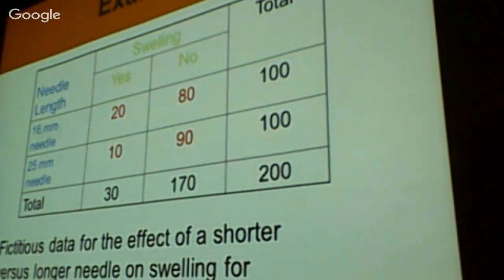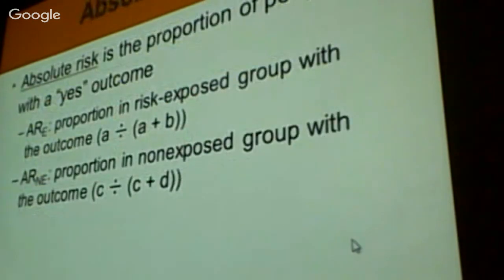In this case, the exposure is the smaller needle as opposed to the large needle, and my outcome is swelling versus no swelling. I've got a total of 200 people. Here's my distribution. Amongst those who got the smaller needle, 20 got swelling and 80 didn't, and for the large needle, 10 got swelling and 90 didn't. So let's break it down. My absolute risk is the proportion of people who got the swelling.